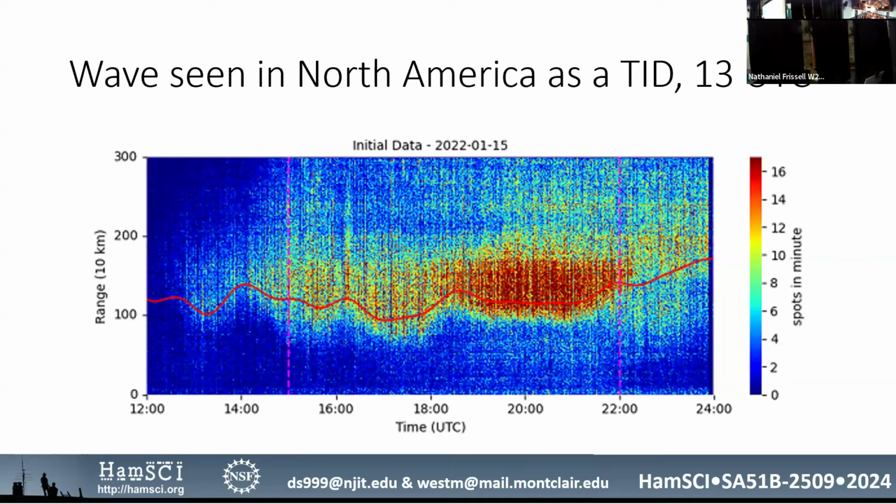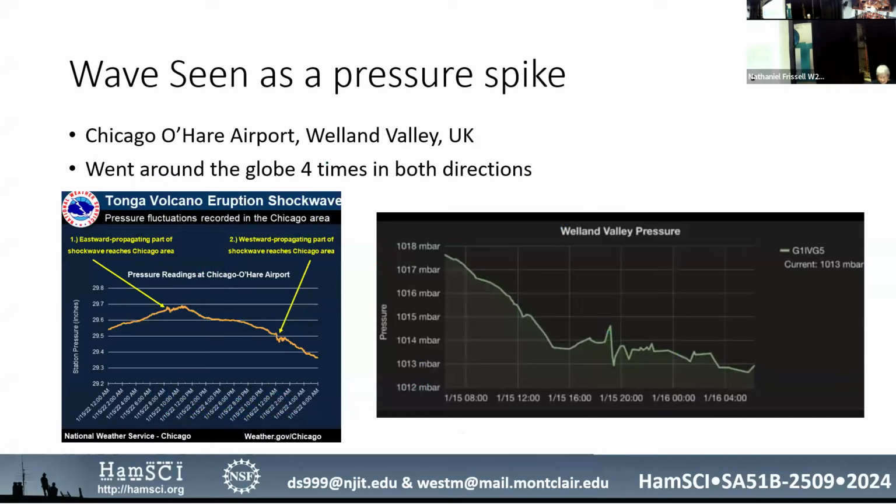All right, here's the wave when it got to the middle of the United States. Here's 13 UTC right here. It's coming along and it goes whoop, and then there's the wave. That's a TID caused by a ground source. All right, I think it's interesting to see it in different ways as well.